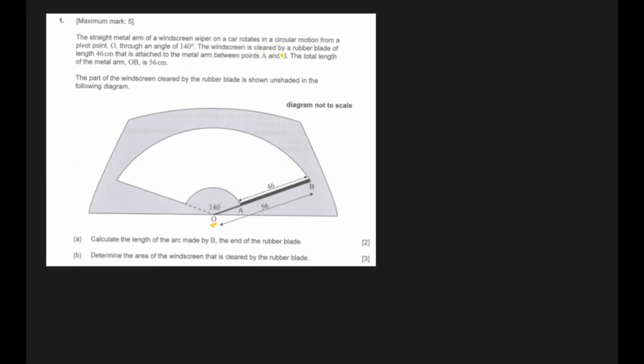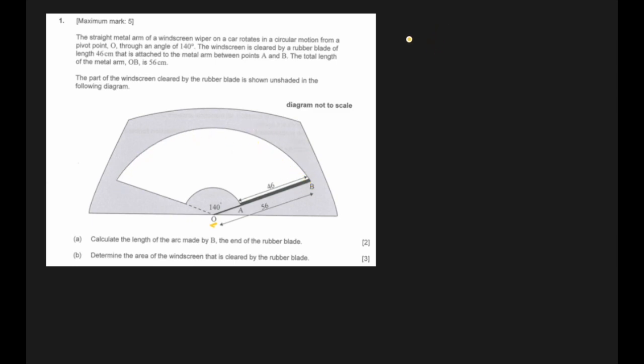The windscreen is cleared by a rubber blade which is just 46 centimeters long. The whole thing is 56 centimeters long. And this drawing is showing the motion. Calculate the length of the arc made by B. So this B, basically they're asking about this big arc.